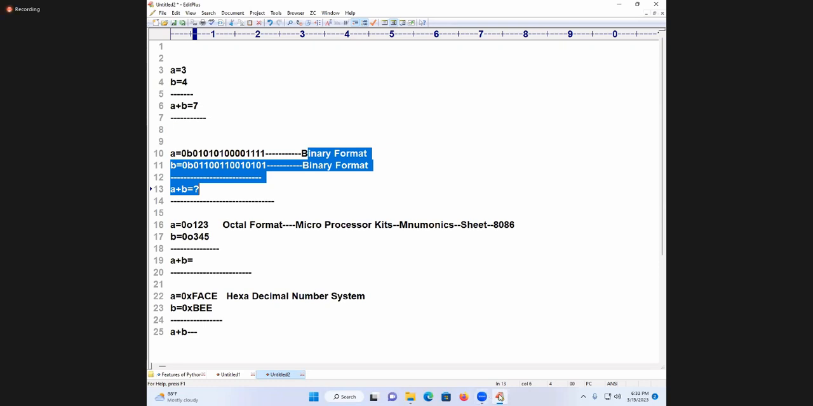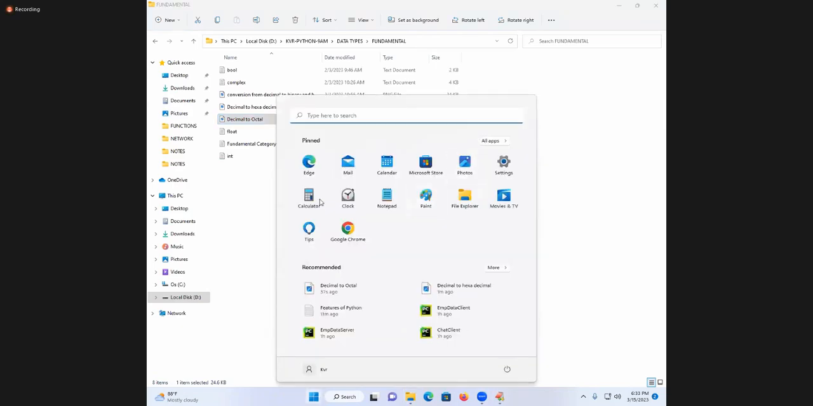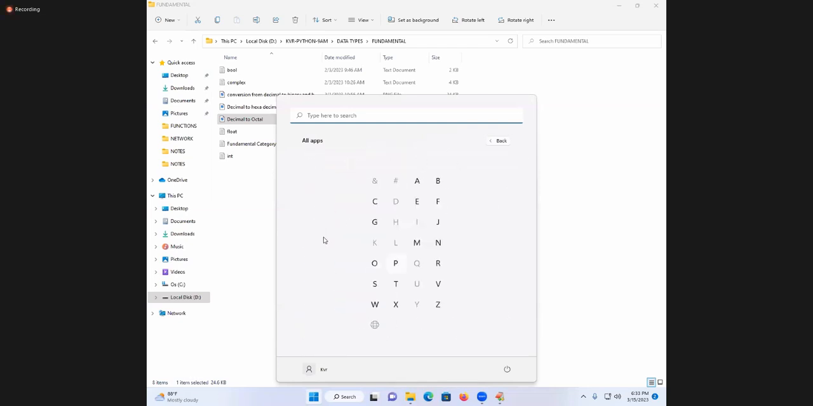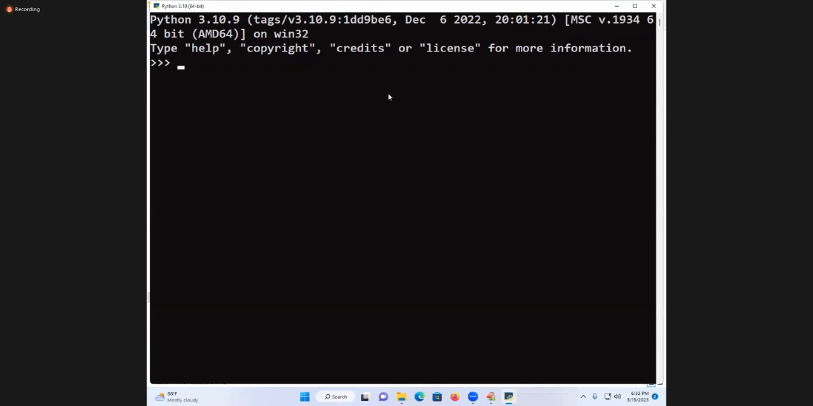So coming to the practical environment, I will show you. Go to the Python language now. I'll go to Python 3.10 or Python 3.11, whatever you like. A is equal to 3, B is equal to 4. Now I am saying print of A plus B. What is the answer? 7.